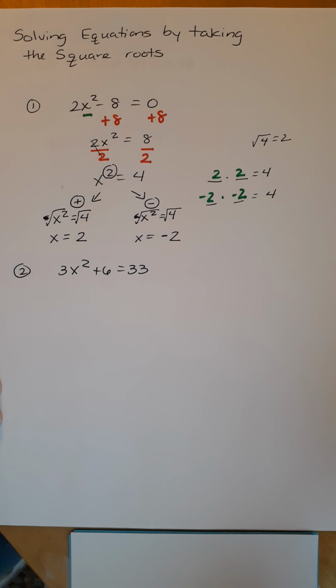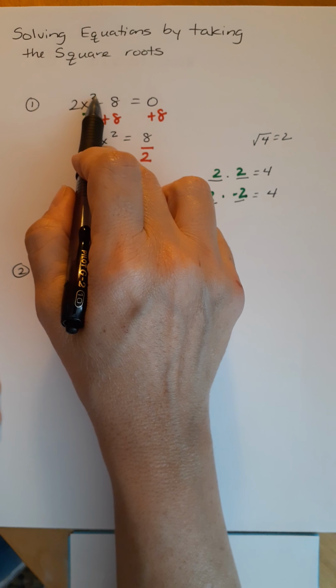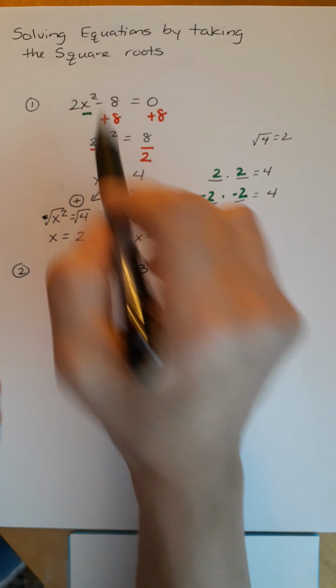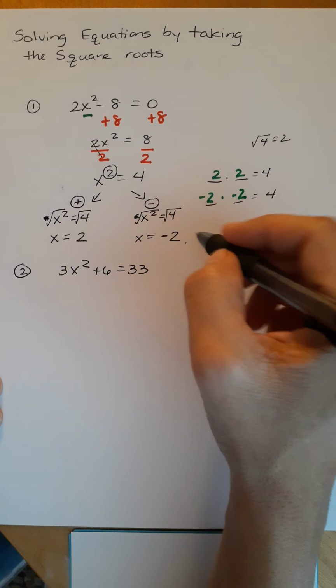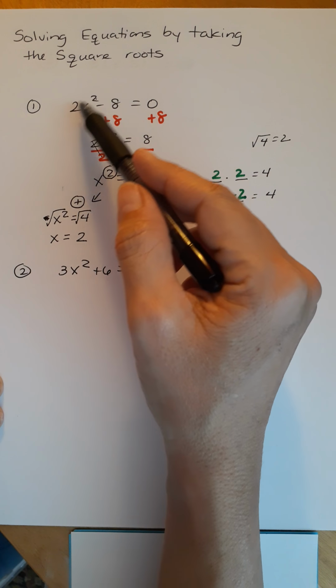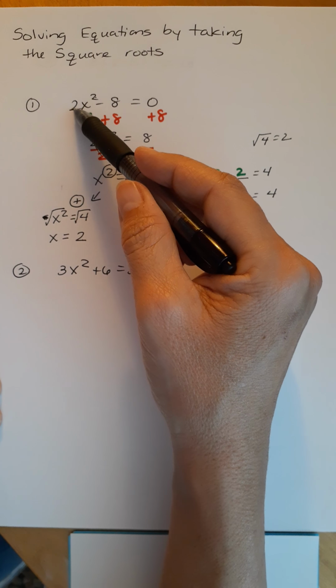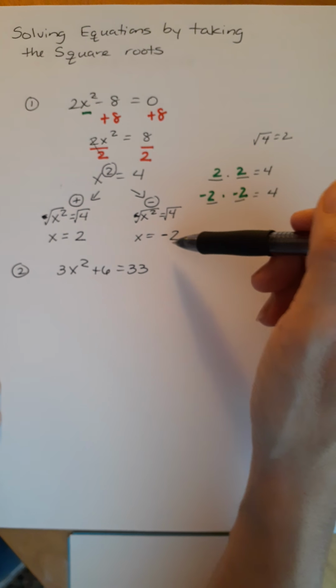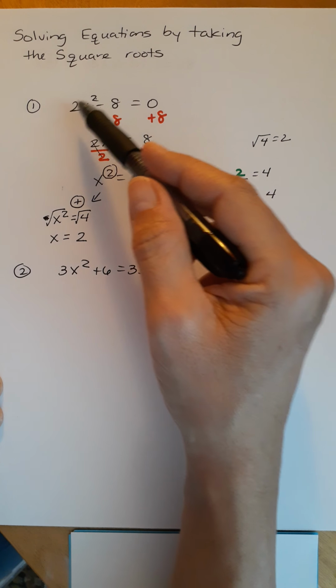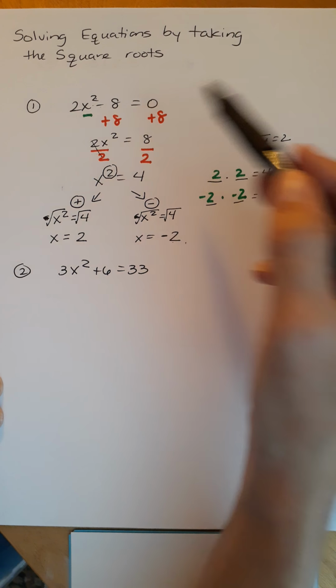So that's how you do this. With a square root, there are two answers. Those are the possible answers that make sense. If we plug them in here, 2 squared gives us 4, times 2 is 8, minus 8 is 0. And negative 2 squared also gives us 4, times 2 is 8, minus 8 equals 0.